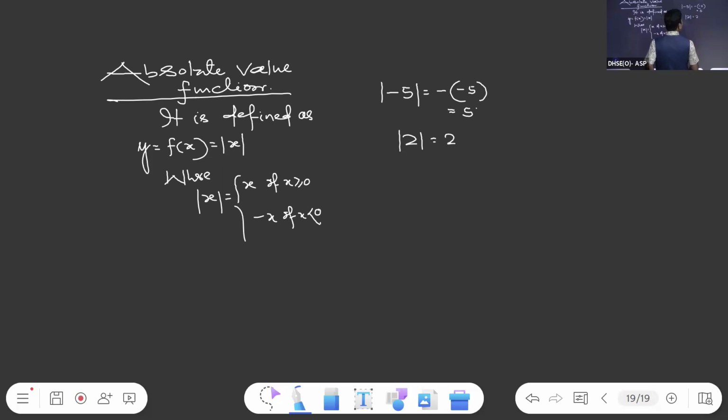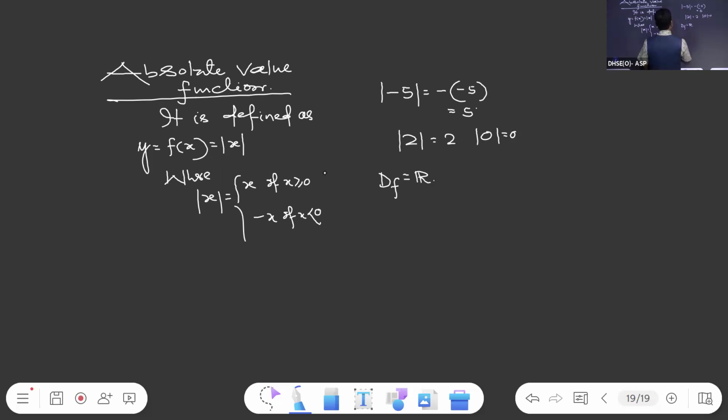It will be 2. So absolute value is always positive. Mod of 0 is 0. Okay. So this function is redefined as: mod x is equal to x if x is greater than or equal to 0, and minus x if x is less than 0. So the domain of the function is R.